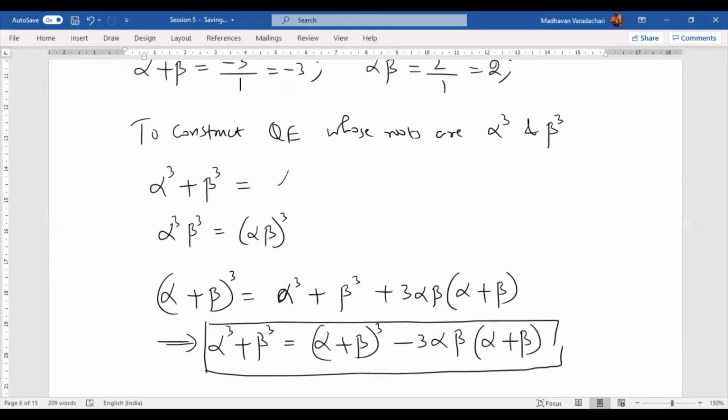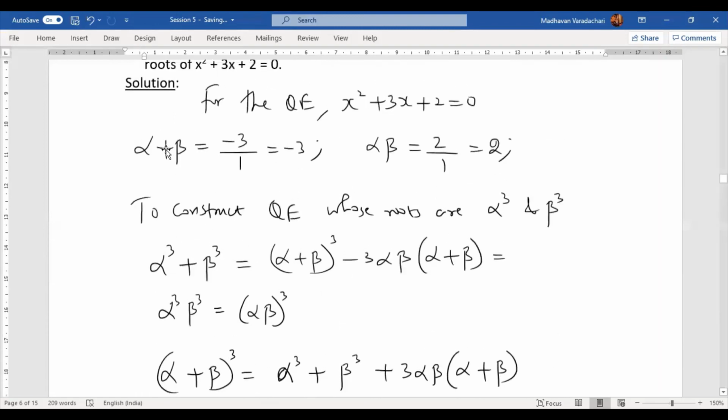So here I can write it as alpha plus beta, the whole cube minus 3 times alpha beta into alpha plus beta. Now all these values are available with us. Alpha plus beta, the whole cube: alpha plus beta is known to be minus 3. So this will become minus 3 the cube minus 3 alpha beta. Alpha beta is known to be 2. So this I will substitute as 2.